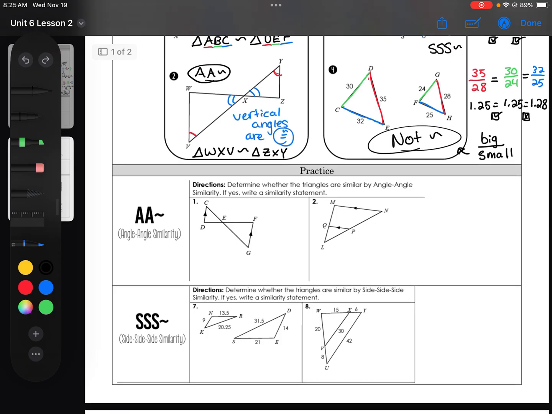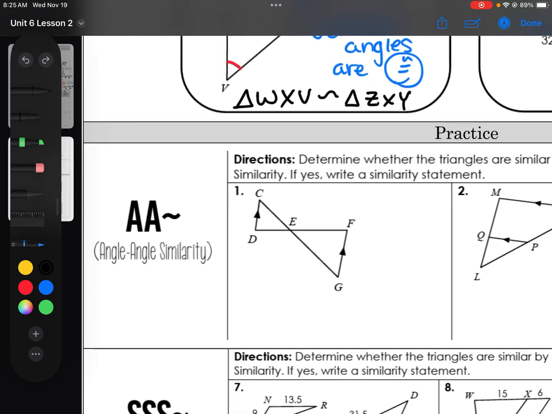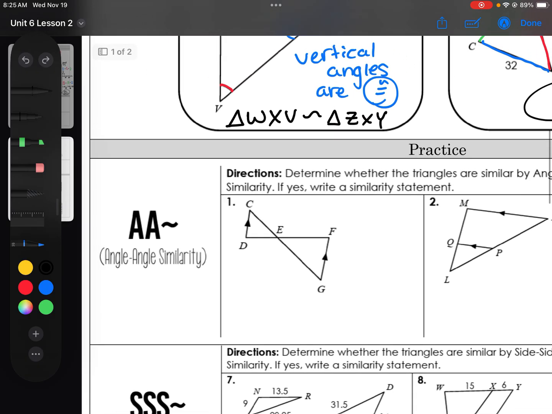So we're gonna do some practice here. For angle similarity, I'm gonna go a little quicker through these practice problems, so if you need to slow the video speed down or anything of the sort, please do so. But we have angle similarity, okay? So how do these have angle similarity?